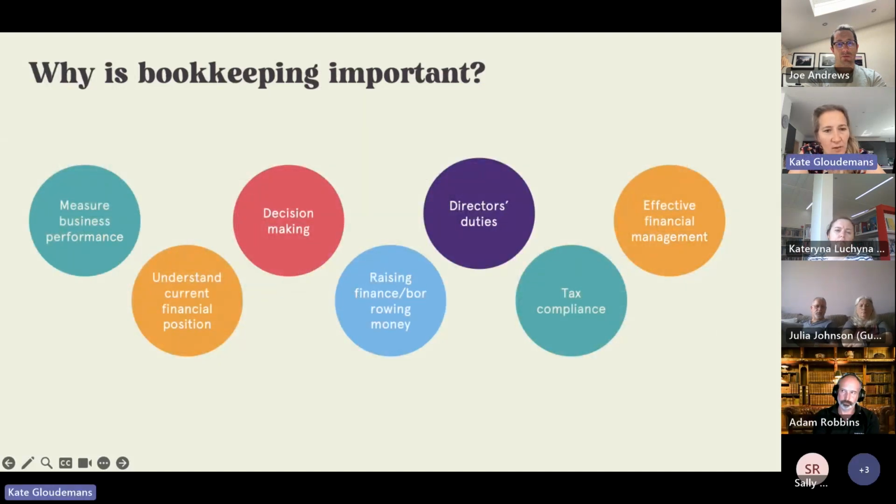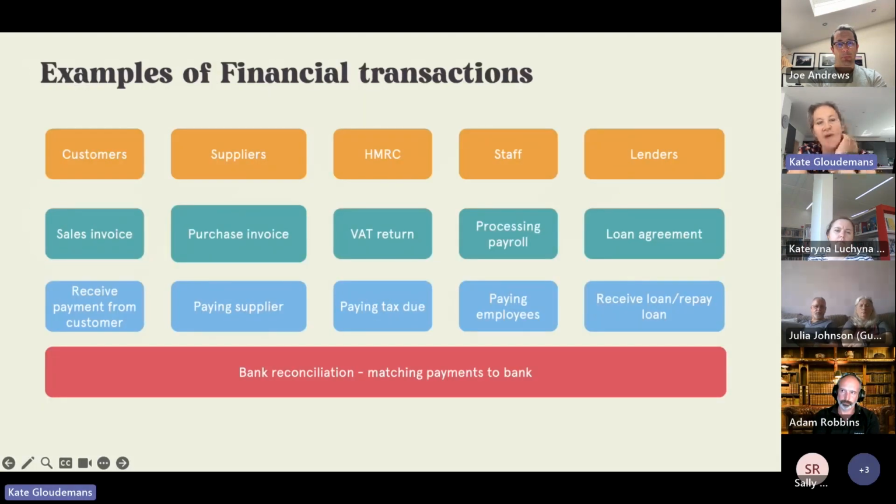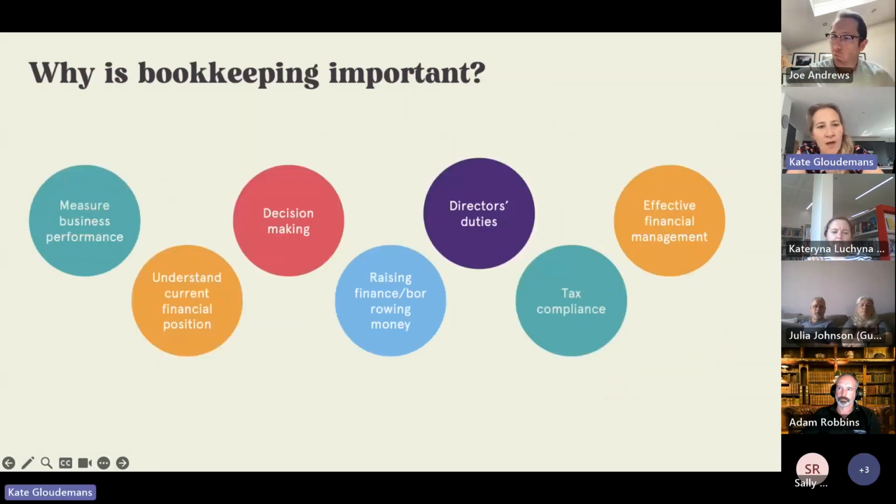What else? Sorry, I've moved far too quickly. Things like liaising with HMRC and doing a VAT return, or paying any tax due, or paying employees, or taking out a loan. So why is bookkeeping important?